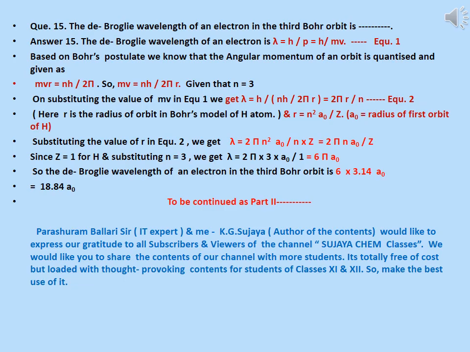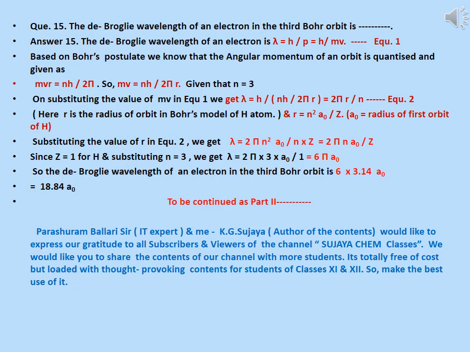On substituting the value of mv in equation 1, lambda is equal to h by mv, we get lambda is equal to h divided by nh by 2 pi r. 2 pi r will come to the top numerator, h and h get cancelled, so we get lambda is equal to 2 pi r by n. That is equation 2.